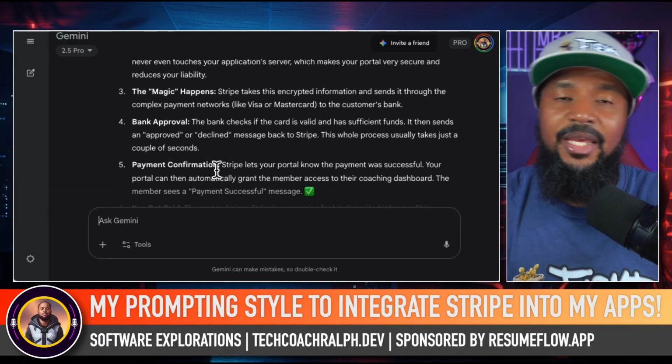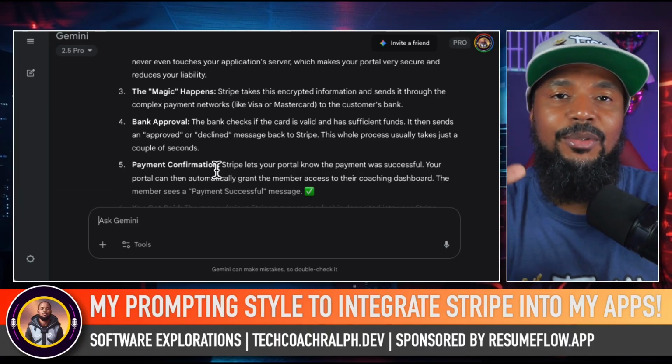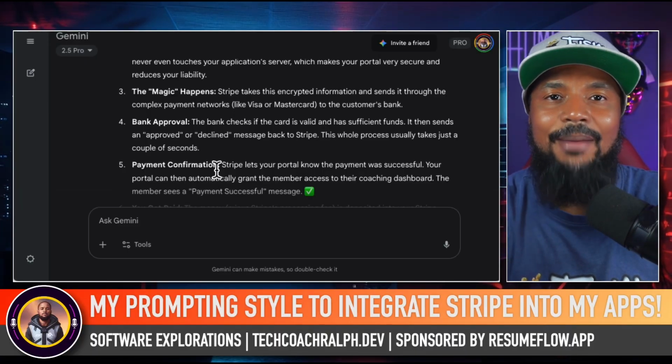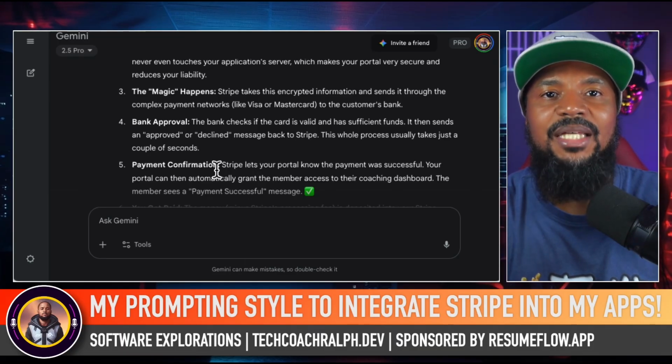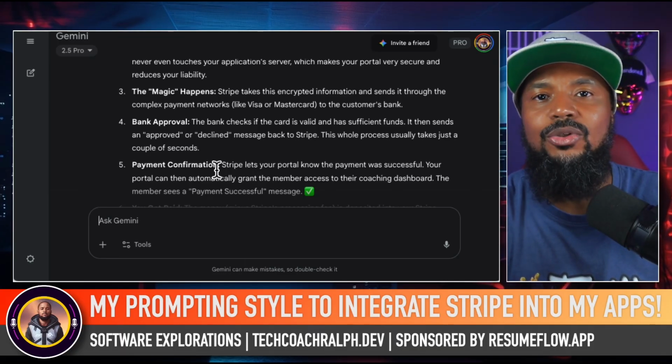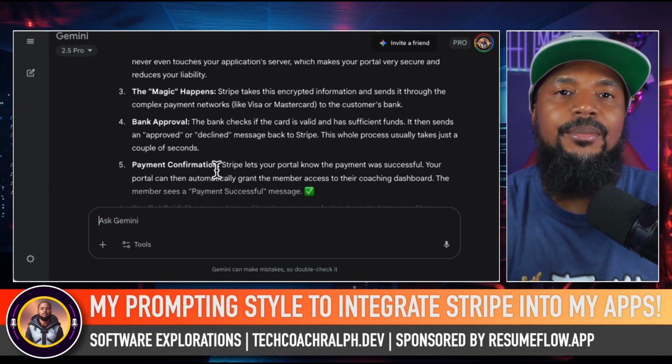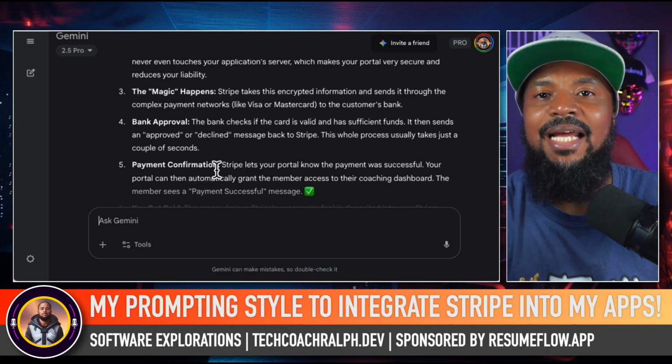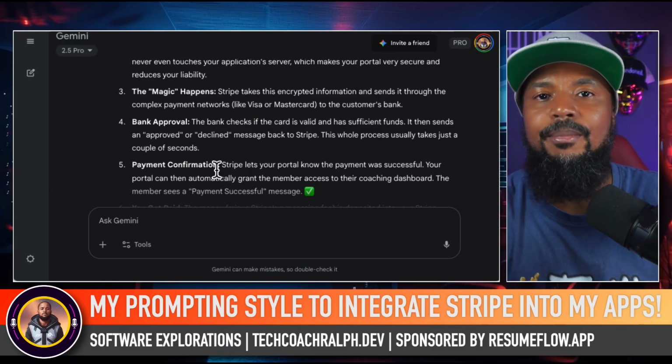So now, explaining it to us as someone who is not very technical, the magic happens. Stripe takes this encrypted information and sends it through the complex payment network like Visa or MasterCard to the customer's bank. The bank approval: the bank checks if the card is valid and has sufficient funds. It then sends an approved or declined message back to Stripe.